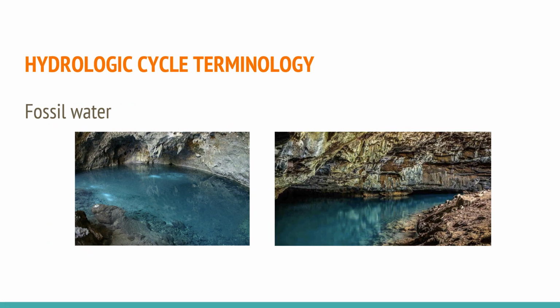Then we have fossil water, which are these kind of deep below cisterns of water that have been around since long before humans have. We're talking reservoirs of potable water that are abundant, but once they're gone, they're gone.